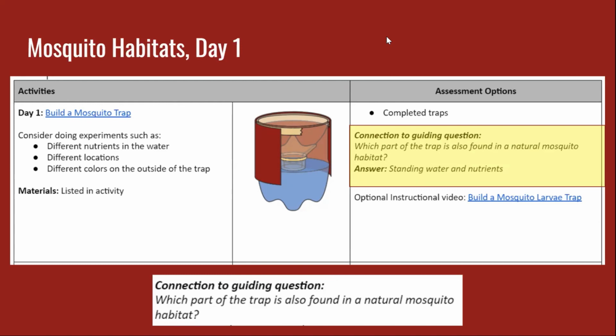But the connection back to the guiding question is, which part of the trap is also found in a natural mosquito habitat? So hopefully the students are going to identify the standing water and possibly nutrients.